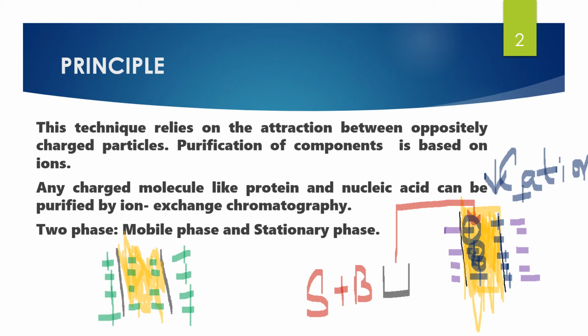So if the sample with the buffer is poured in this column, the strong negatively charged ions in the sample will replace these negatively charged functional groups. So this is an anion exchanger.